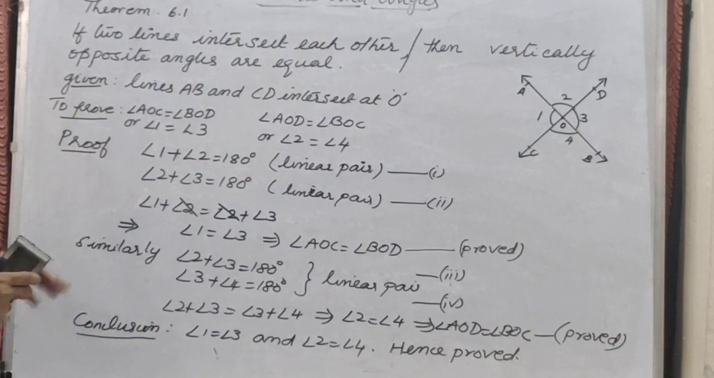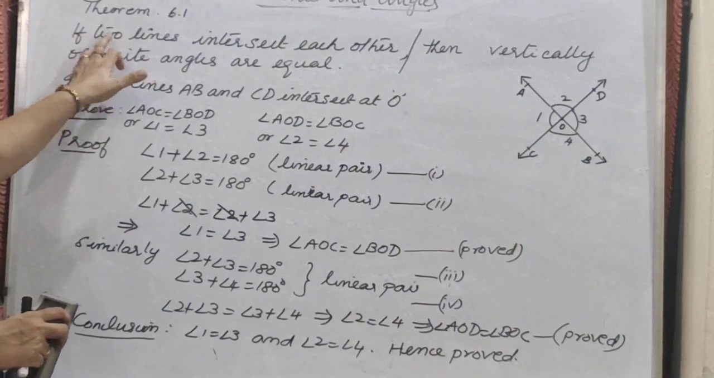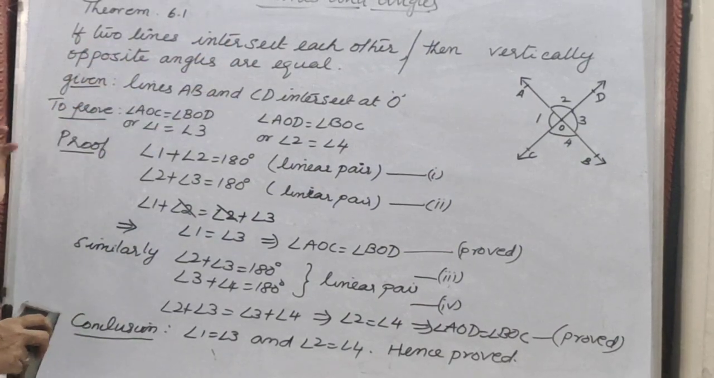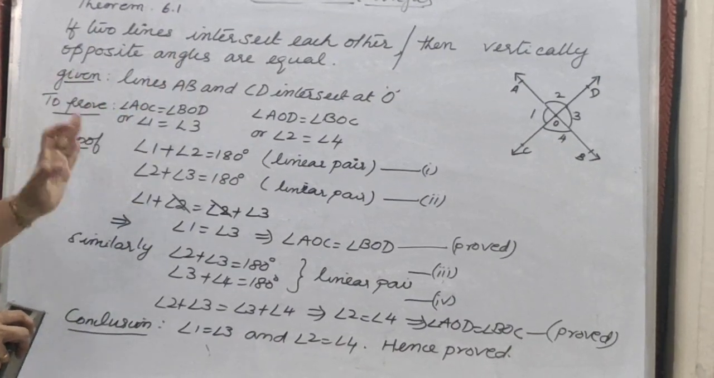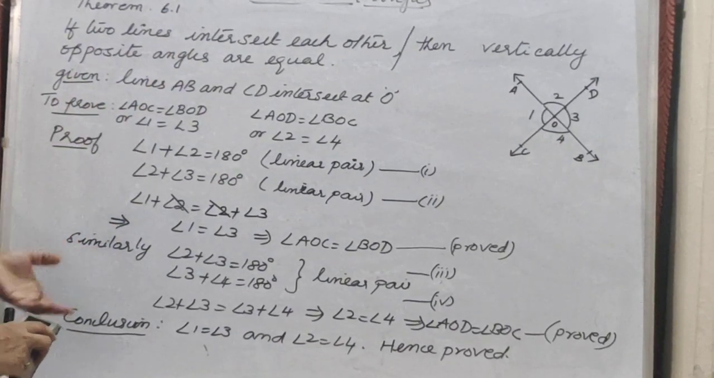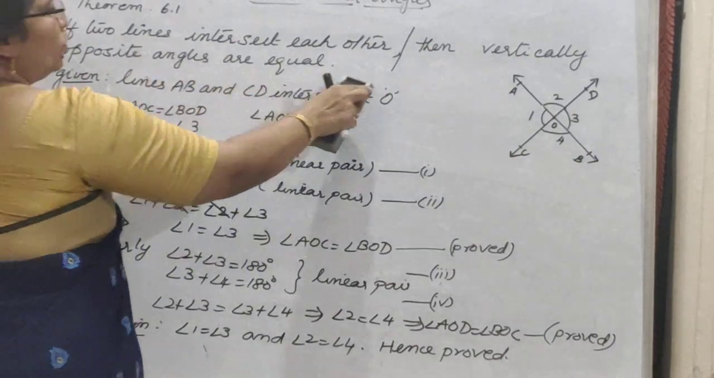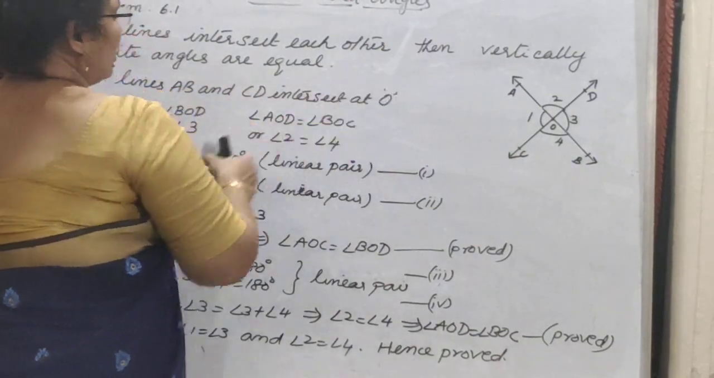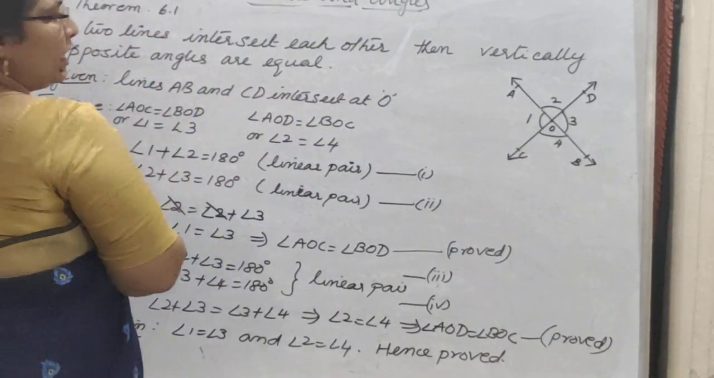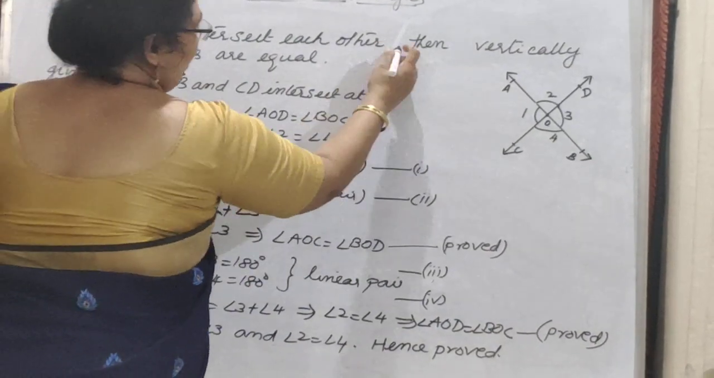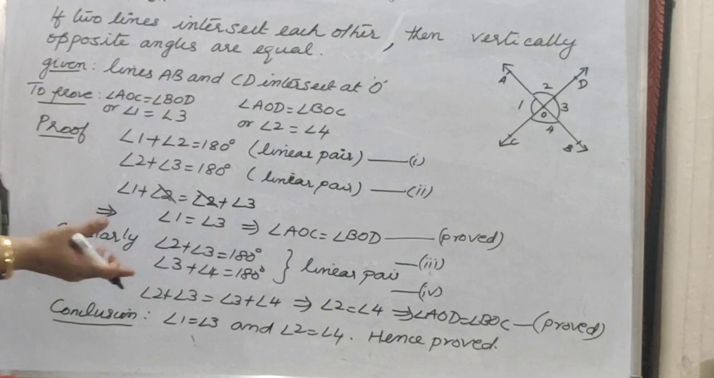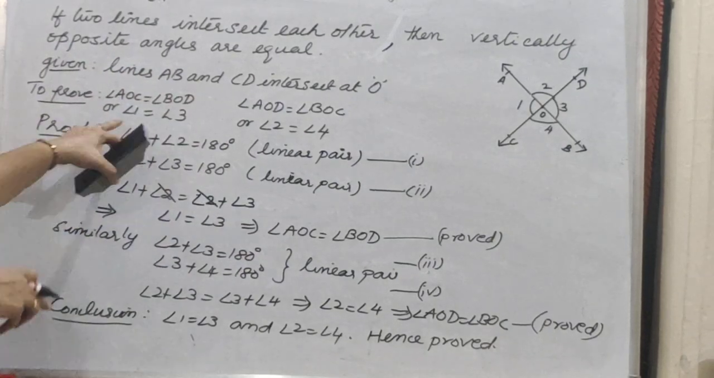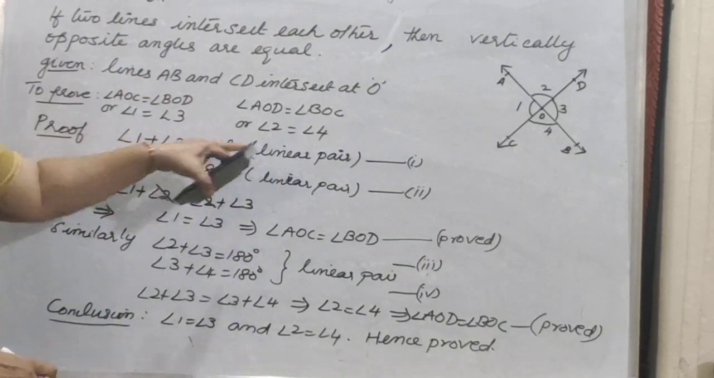So what I told here, the first statement. What is the statement? Two lines intersect each other, then vertically opposite angles are equal. So you divide the statement and see what is given in the question and what is to be proved. What is given in the question? Two lines intersect each other. So we have written AB and CD intersect at O. Then what is to be proved? Vertically opposite angles are equal. Which are the vertically opposite angles? Angle 1 equal to 3 and angle 2 equal to 4.